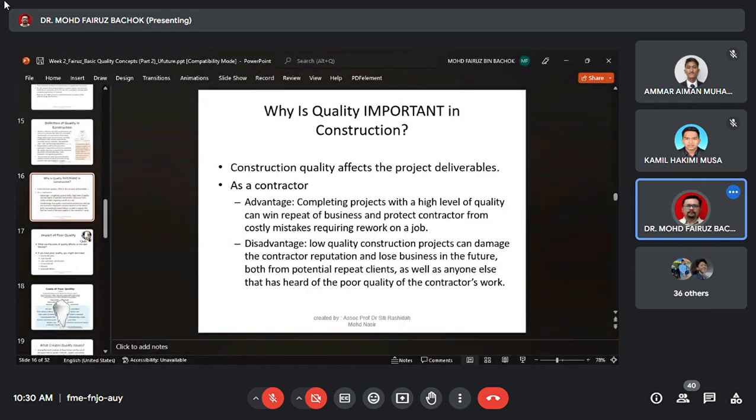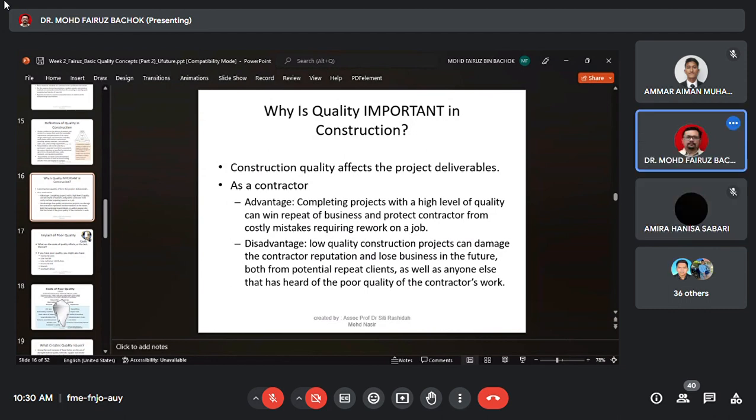Deliverable means the thing that is being constructed, your construction, is a quality construction. That is the meaning of project deliverable, the thing that you hand over to your client.